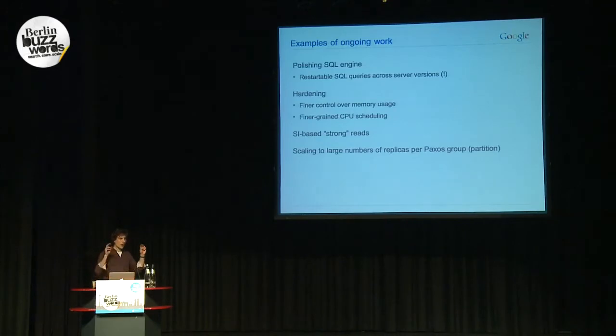The strong reads that are just based on snapshot isolation are still pretty green. We're getting those into production incrementally, in more use cases. And scaling to large numbers of replicas per Paxos group. So you can imagine you could use a Spanner partition as a strongly ordered pub/sub scheme where you've got read-only replicas all over the place of some partition, and you are trying to use it to distribute some data in an ordered way to a lot of different data centers.